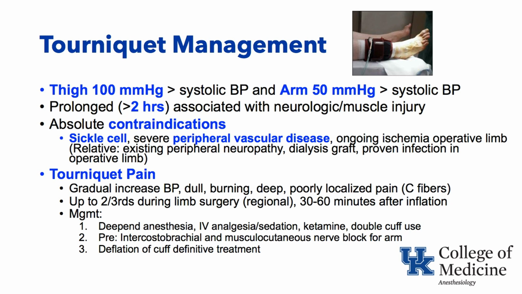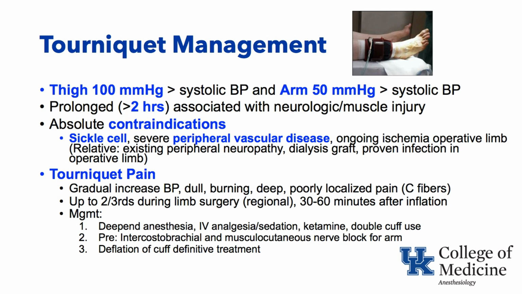One of those is sickle cell disease. If a patient has sickle cell disease and you put a tourniquet on a limb and the tissue gets ischemic and the red blood cells that are present in that ischemic tissue don't have oxygen, the hemoglobin sickles, and a sickle crisis can occur. If a patient already has severe peripheral vascular disease, obviously a tourniquet could make that significantly worse.